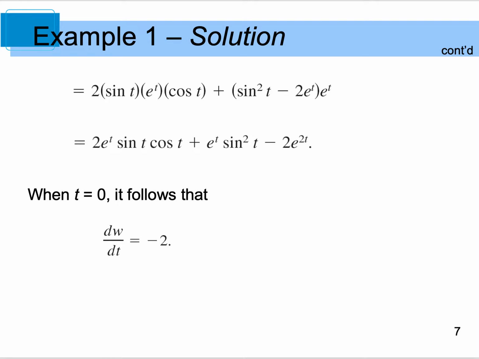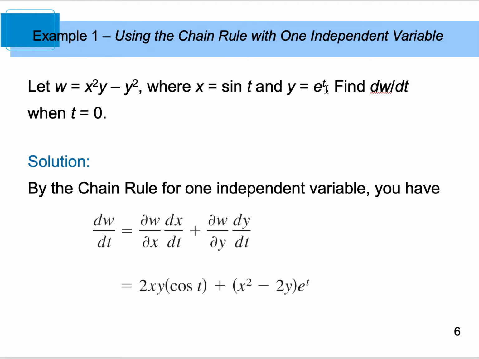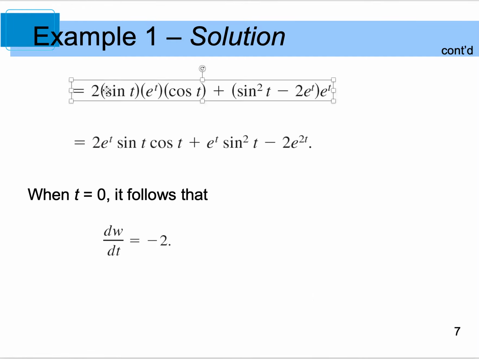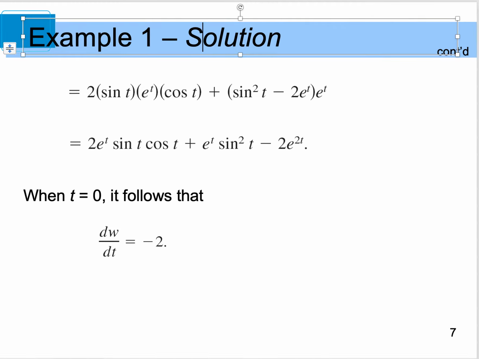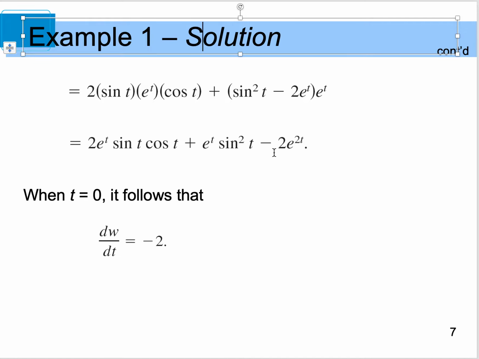So then I can basically distribute things through and replace x and y with their values from the problem. So that's what this line is. I took x is sine t, y is e to the t, and I replace things in here. So instead of 2x, it's 2 times sine t, and instead of y, it's 2 times sine t times e to the t. So that's where this line is coming from. And then here, I just take it and distribute that e to the t through the back, and so I have this situation.